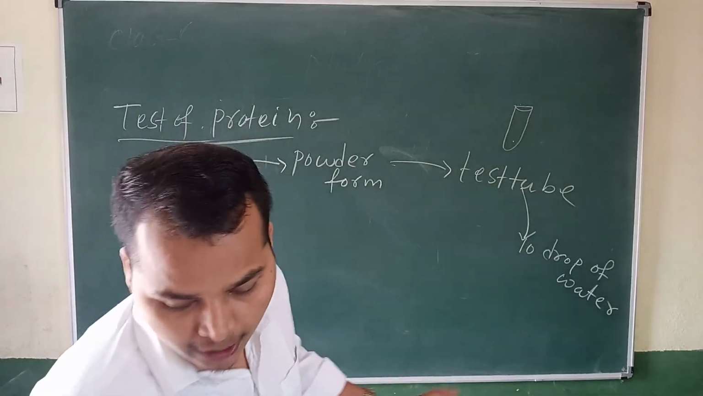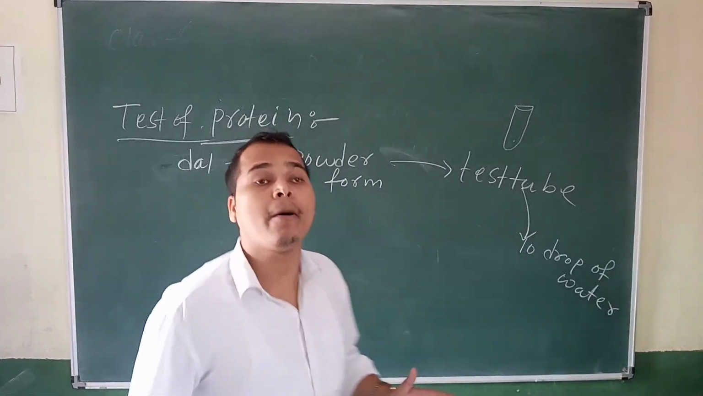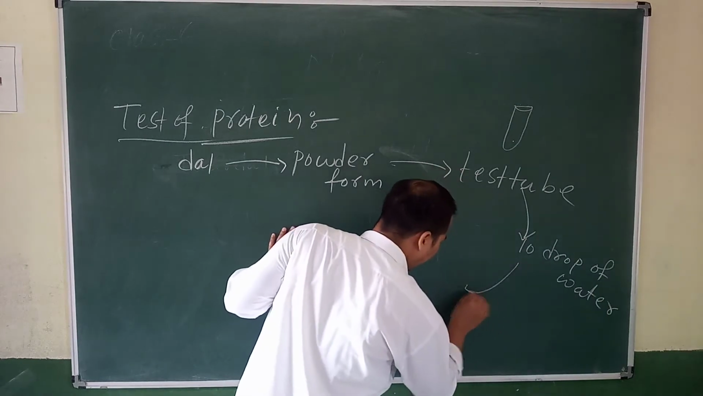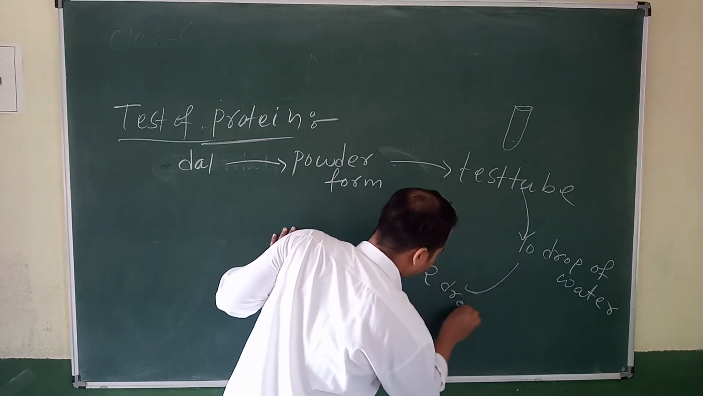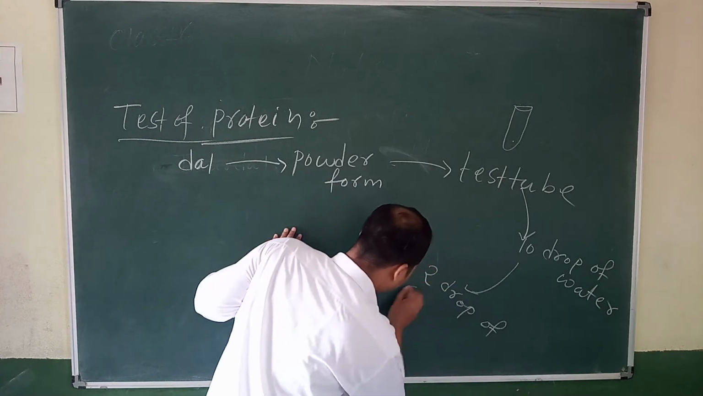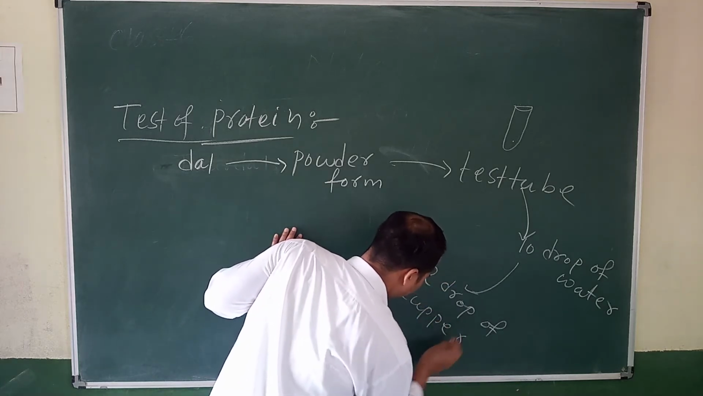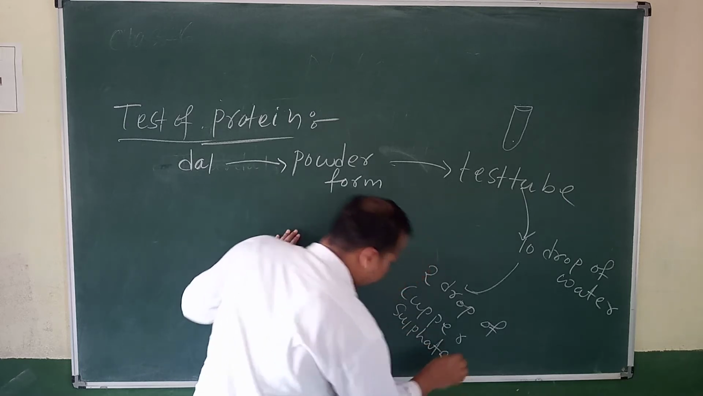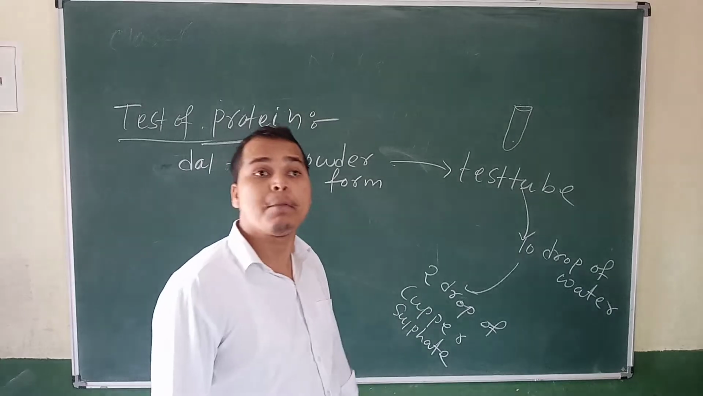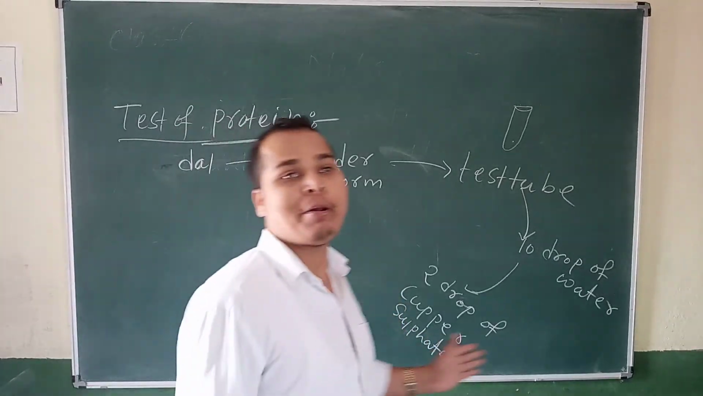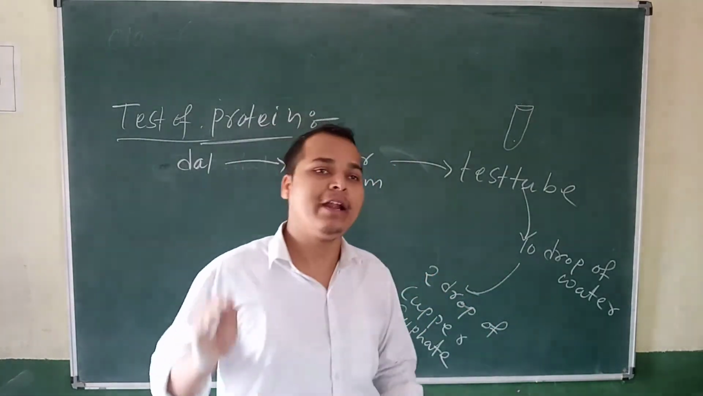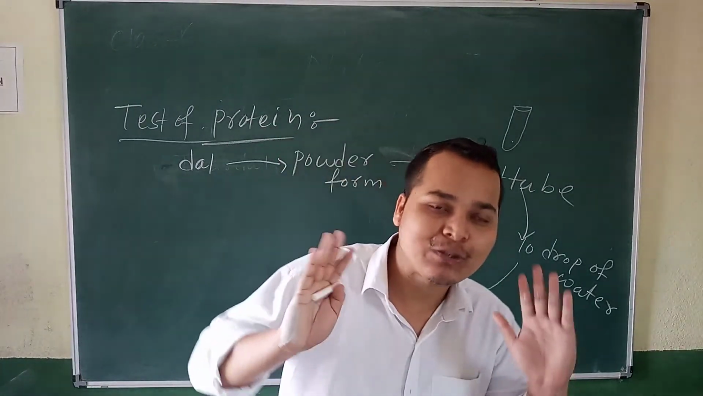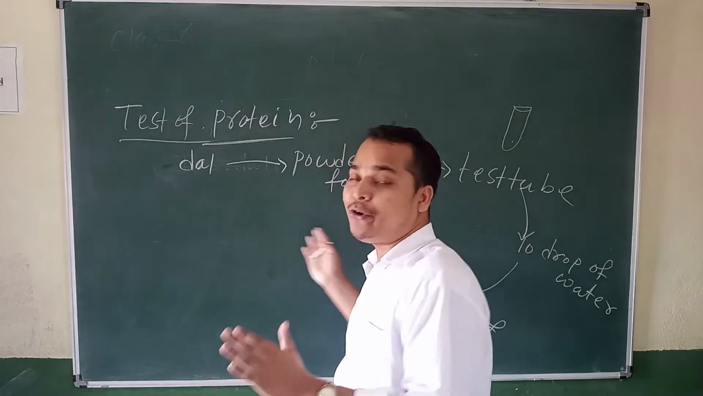Then 2 drops of copper sulfate. Again you have to add 2 drops of copper sulfate. So copper sulfate, yes or no? These are the chemicals. That's why I am saying this experiment is not possible in online classes. Only I can do this experiment in the lab. So don't worry, you have to be patient. When school reopens, I will show this experiment in your lab.